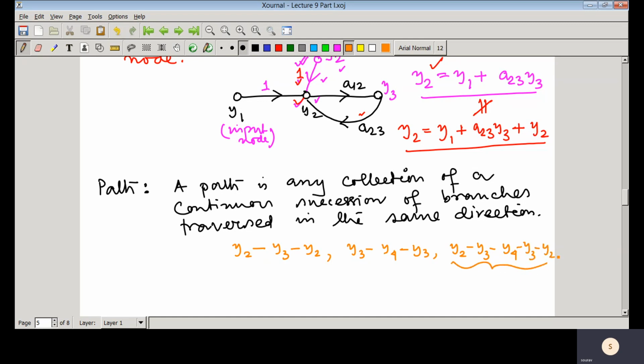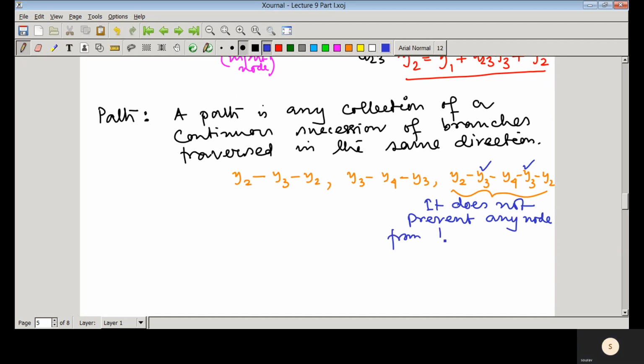For this particular path, you can just take note that it does not prevent any node, in this case y3, from being traversed more than once. So this is the definition of path.